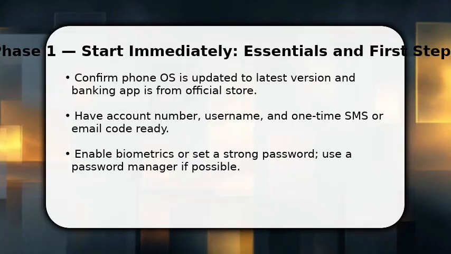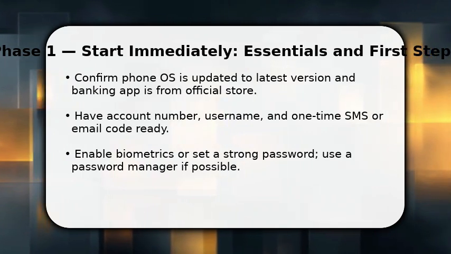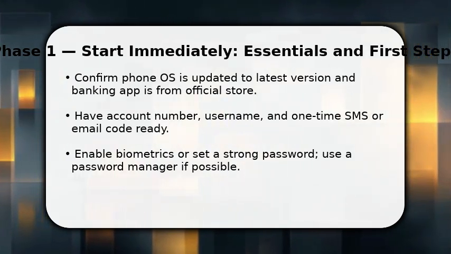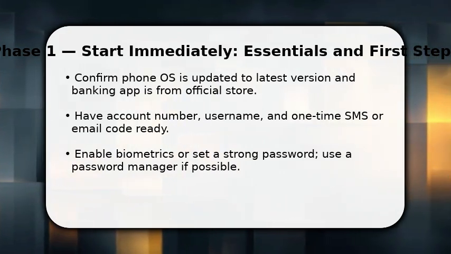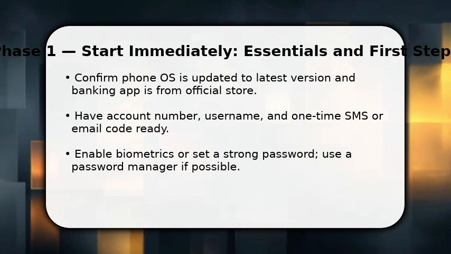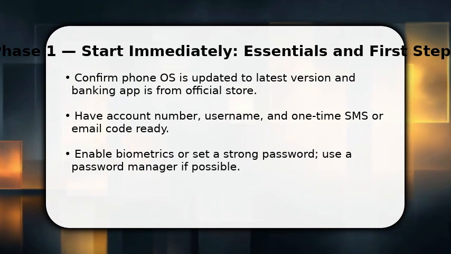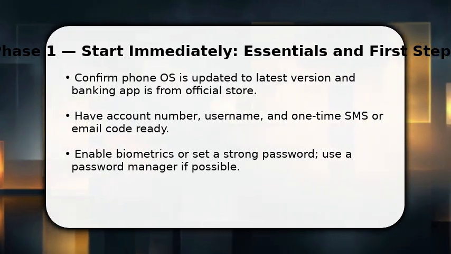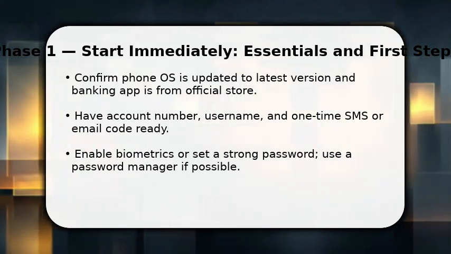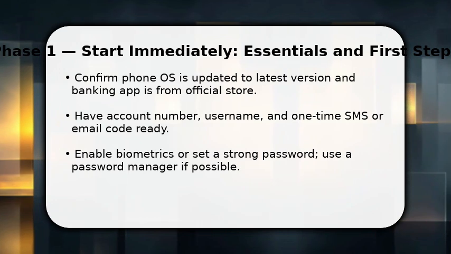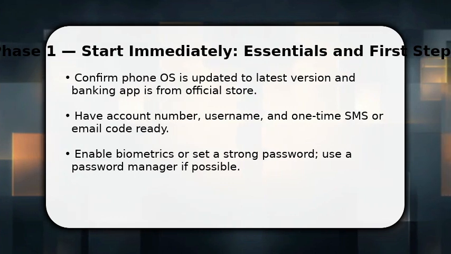Enjoy the video. You begin by preparing your device and credentials. Open the official bank app you installed, then tap Sign In. Enter your username and password, and when prompted, use the one-time code sent by SMS or email to verify your device. Once done, enable biometrics or a PIN to speed future access and reduce password reuse. Make sure notifications for the app are allowed so you receive security alerts and transaction messages in real time.